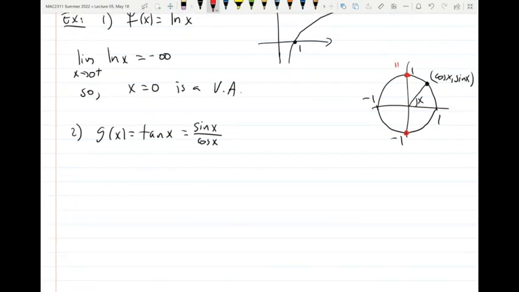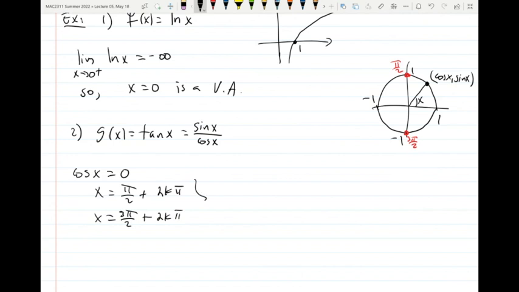So remember, this point here is pi over 2, and this one was 3 pi over 2. Okay? So here, if you are looking for vertical asymptotes, we need to wonder when is cosine 0. And as you know, this happens at pi over 2 and 3 pi over 2. And they're coterminous, right? So pi over 2 plus 2k pi, or maybe 3 pi over 2 plus 2k pi.